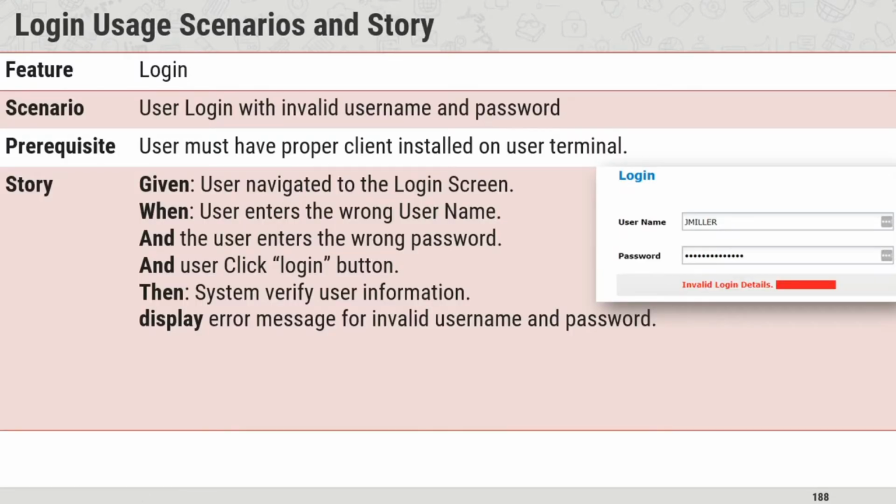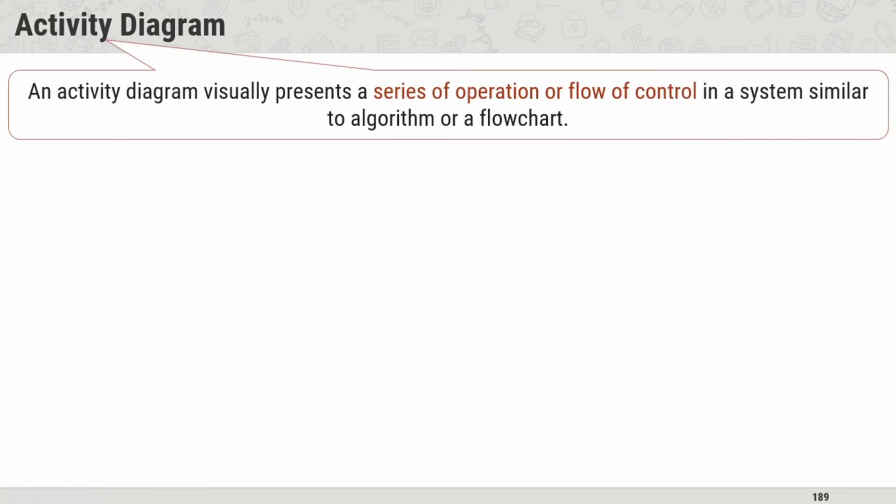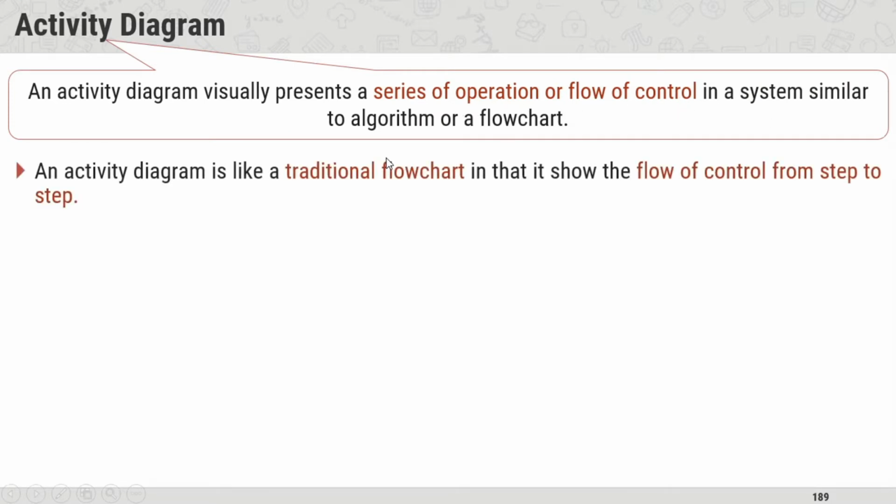Now that we know what functionality is there in broader views, what kind of activity will the user perform? An activity diagram visually presents a series of operations or flow of control in a system, similar to an algorithm or flowchart. So this consists of the flow of your activities.